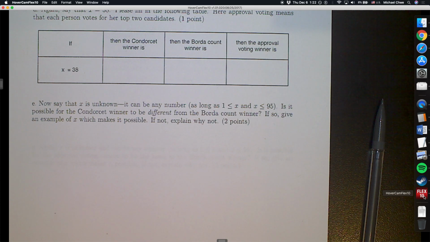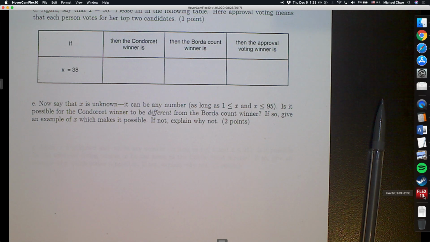If X is 46, between A and B, how many people vote for A? 46. How many people vote for B? 55, right? B beats A. Between A and C, I think 51 vote for A, 50 vote for C. Okay. Between B and C, 51 vote for B and 50 vote for C.